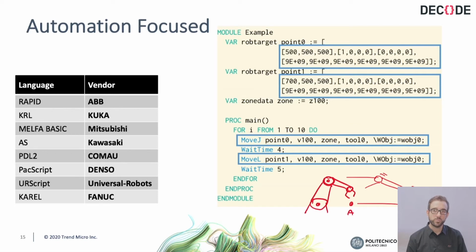These languages are almost entirely focused on expressing mechanical movements. In the example here, you see the definition of 2 points, A and B, and a program that loops between those 2 points. So you would see the robot arm going back and forth continuously for 10 times.